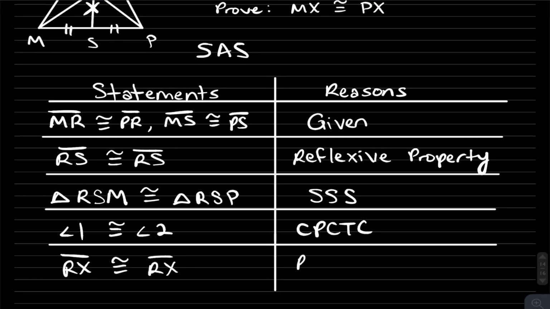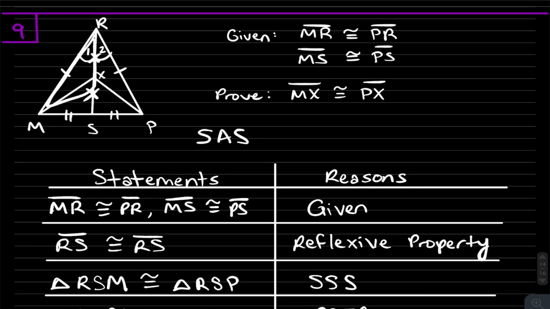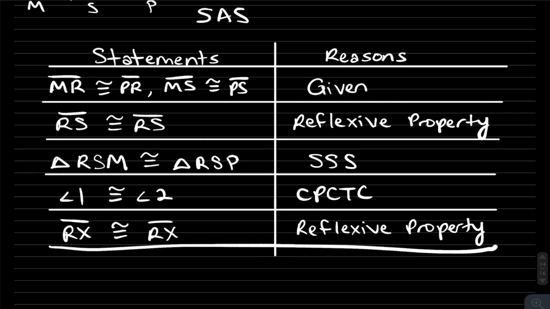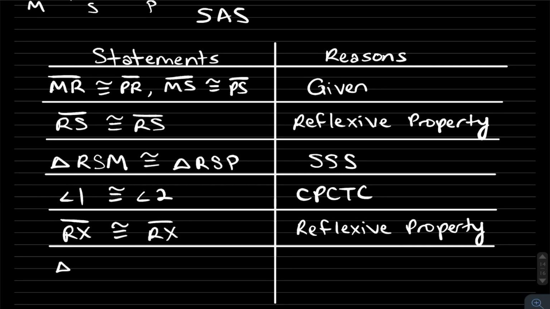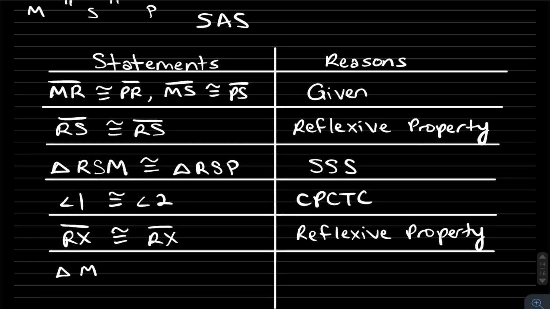Right, how? By the reflexive property. And since we know that, we now know that these two upper triangles are congruent. Okay? So that's really nice. And I think I just drew that and I undid it. But yeah, so we'll write down that these two triangles are congruent. That is triangles, I believe, MRX and PRX.